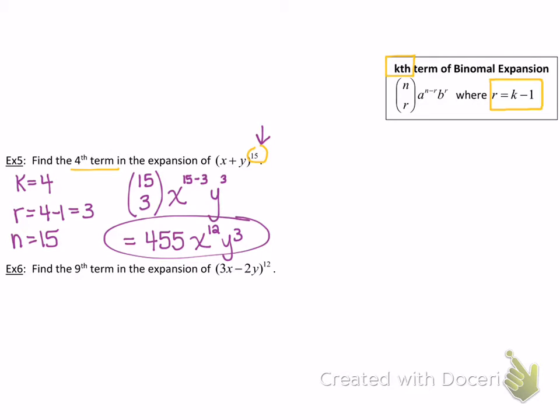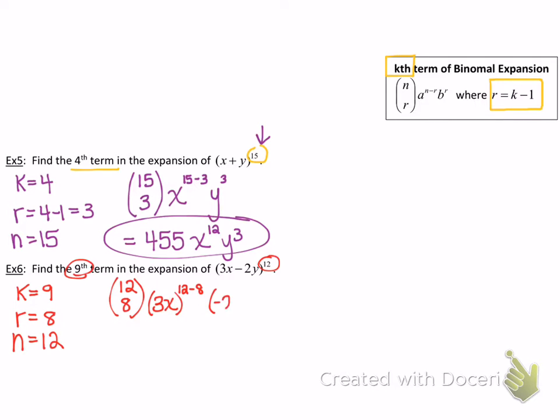So now if we did it with some coefficients, well, k is 9 because I'm asking for the 9th term. Therefore, r is 9 minus 1, 1 less than 9, which is 8. And n is 12 because that's the original exponent I started with. So that gives us n choosing r, which is 12 choosing 8. Then it's 3x, because that's my a term, the first one, to the 12 minus 8 times negative 2y, my b value, to the r, which is 8.